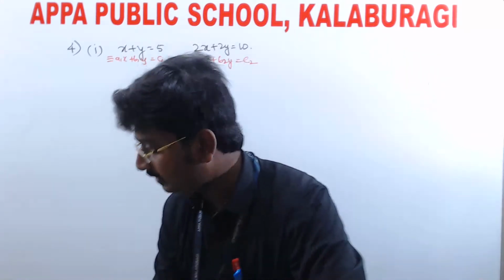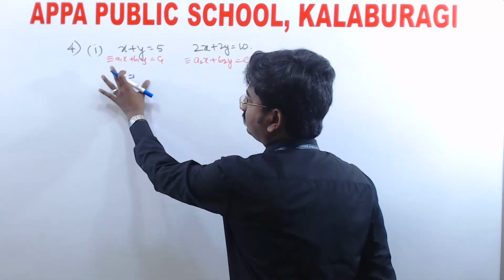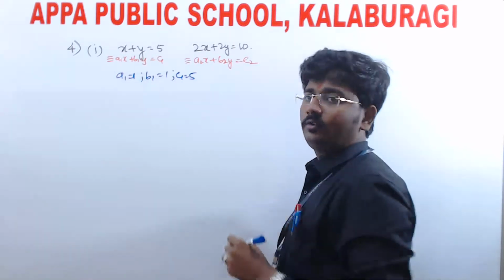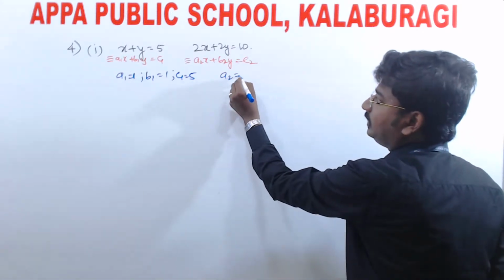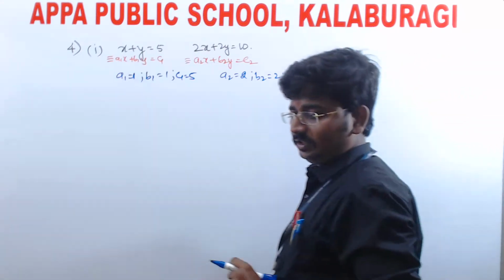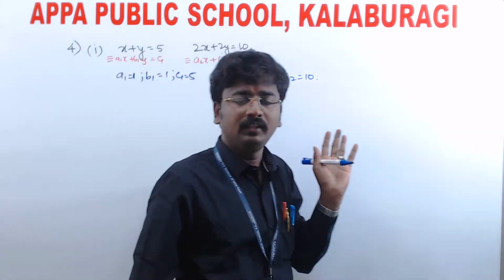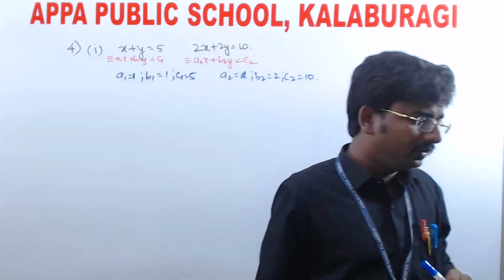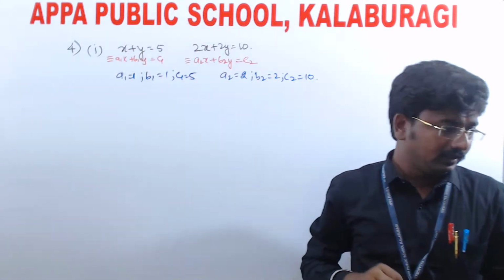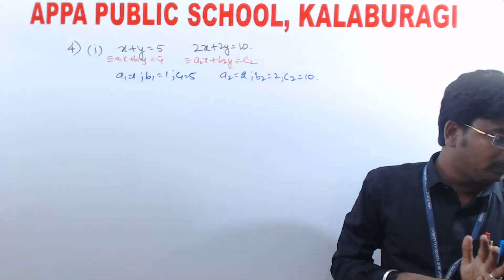Now what are a1, b1 and c1? The a1 value is 1, the b1 value is 1, c1 value is 5. The a2 value is 2, b2 value is 2, c2 value is 10. Now tell me quickly what type of lines they are representing. Is it intersecting, parallel or coincident? Without solving, just compare the ratios a1 by a2, b1 by b2. Tell me what type of graph we are going to get. Do you have a solution for this?